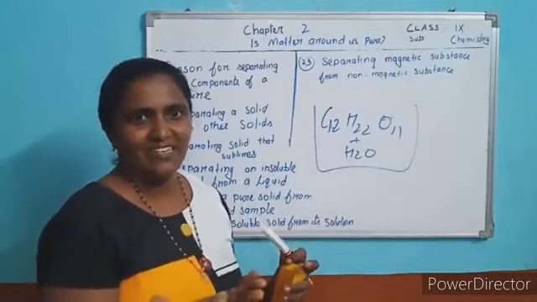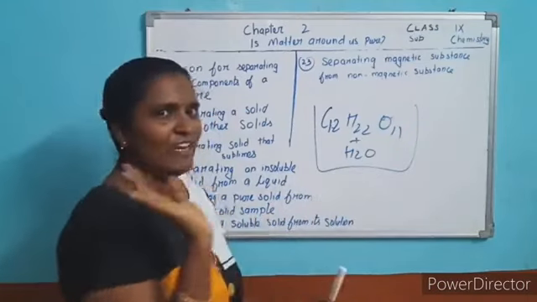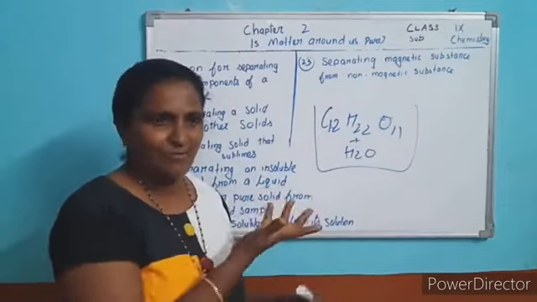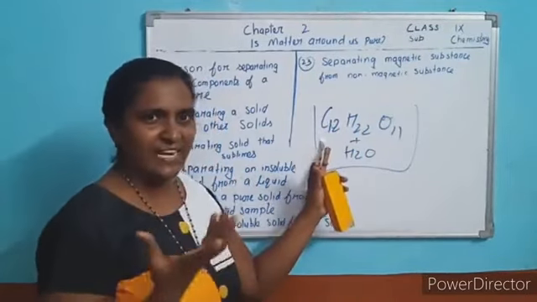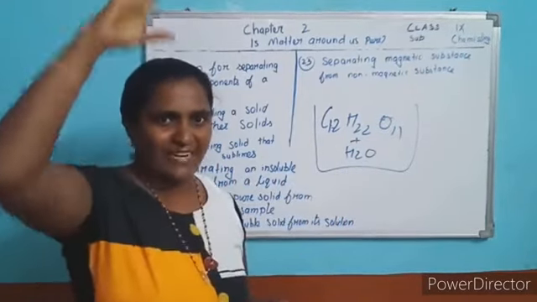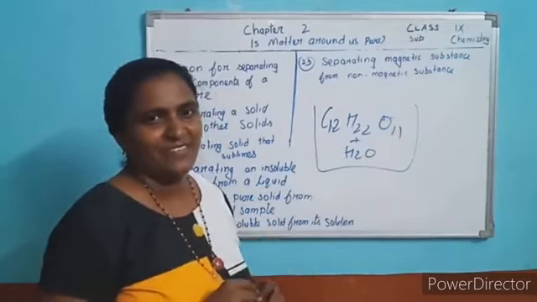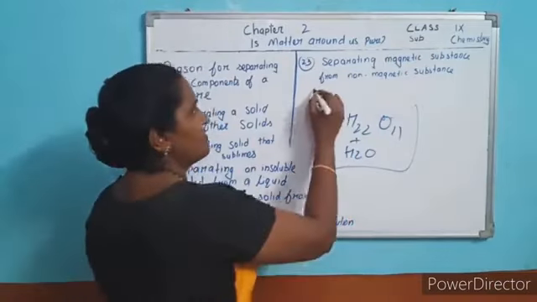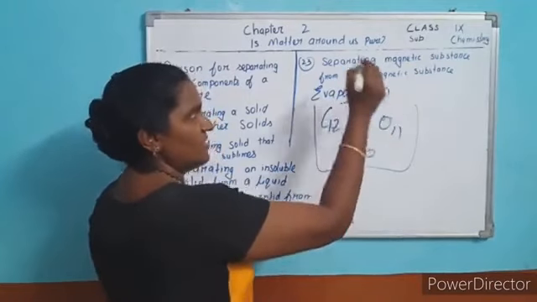Keep it on the stove or keep it under the sun. Water will evaporate, whereas sugar will not vaporize. It will remain inside the container. If you take a china dish, it remains in the china dish. If you take a beaker, it remains in the beaker, whereas water evaporates. Like that we can separate the soluble substance from the solution. Which process? Evaporation. Shall we move to the next?